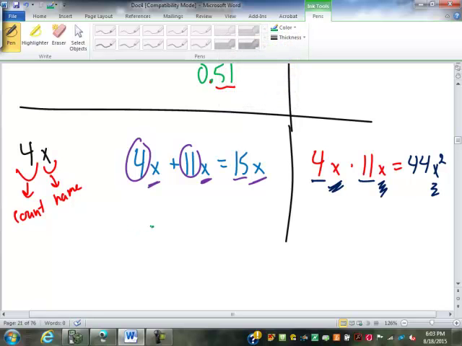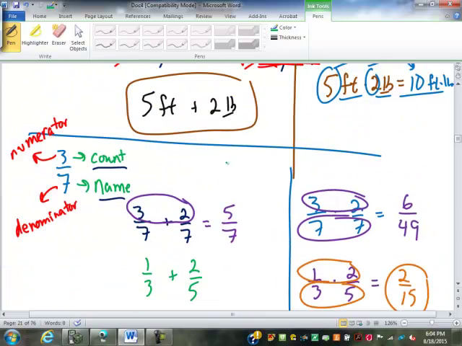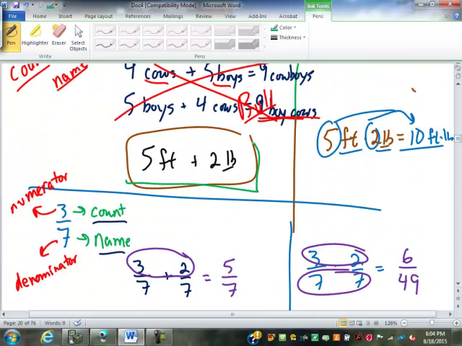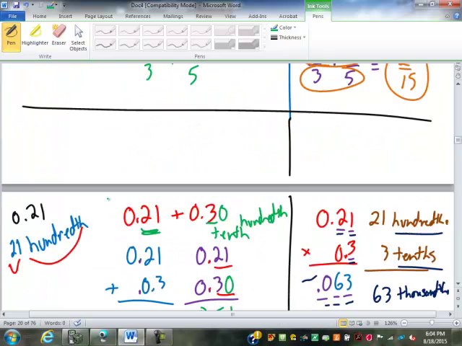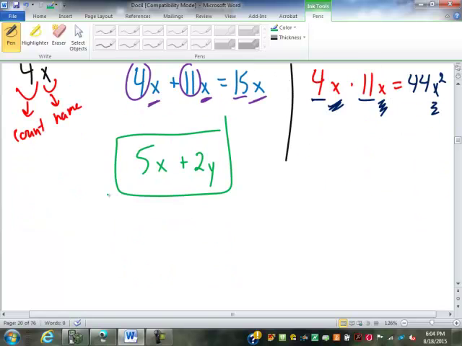What if I have 5x plus 2y? What do I get? Perfect. 5x plus 2y. Just like up here where 5 feet plus 2 pounds has to stay just 5 feet plus 2 pounds because they have different names. 5x plus 2y cannot be combined with addition or with subtraction because they have different names.